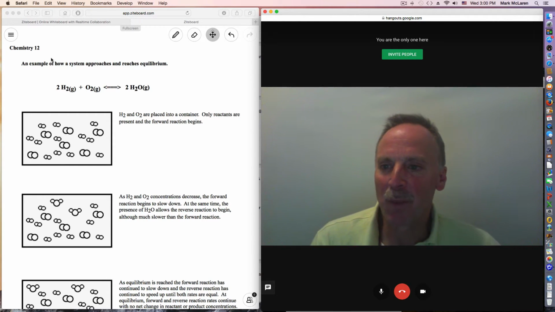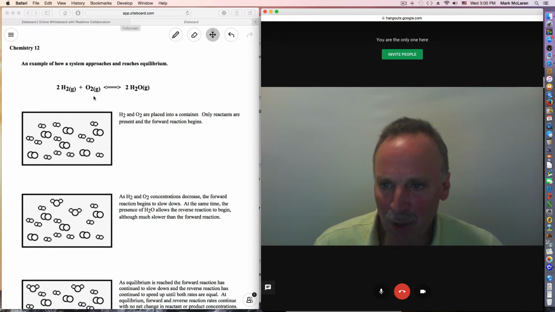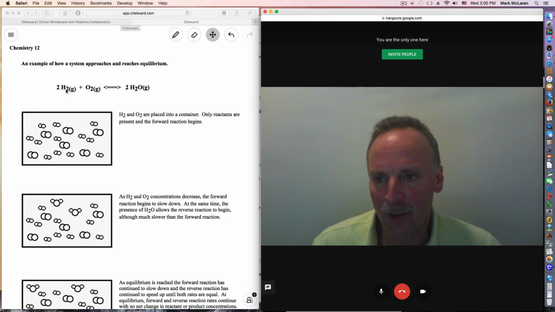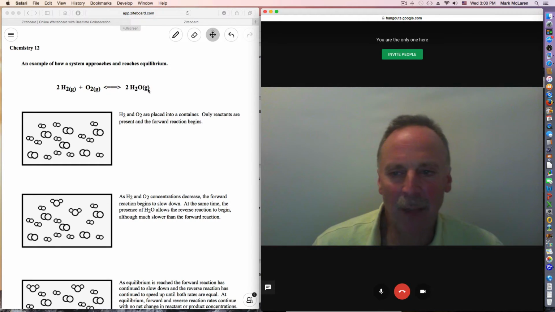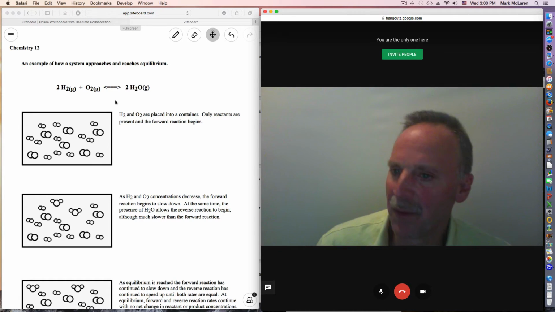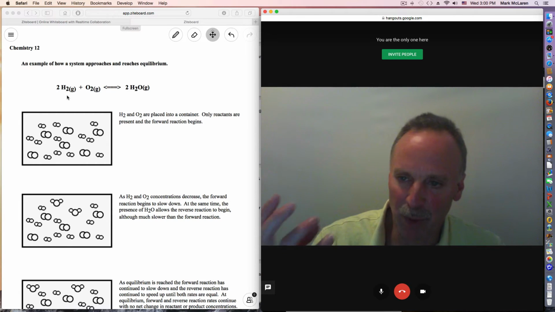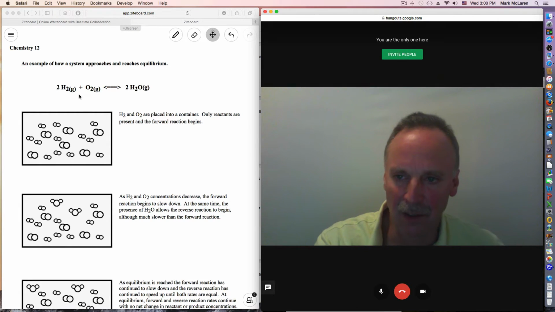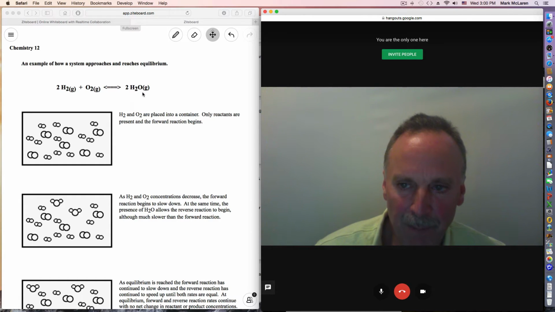If we come over to my handy-dandy whiteboard over here, I've got a chemical reaction written down, hydrogen gas reacting with oxygen gas to produce water. In Chemistry 11, we would have talked about that reaction, and you would have recognized that if you put hydrogen together with oxygen, you have an explosive reaction that produces water.